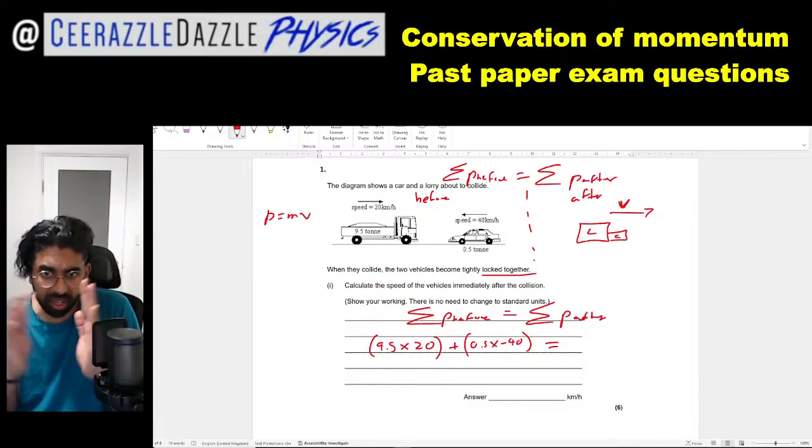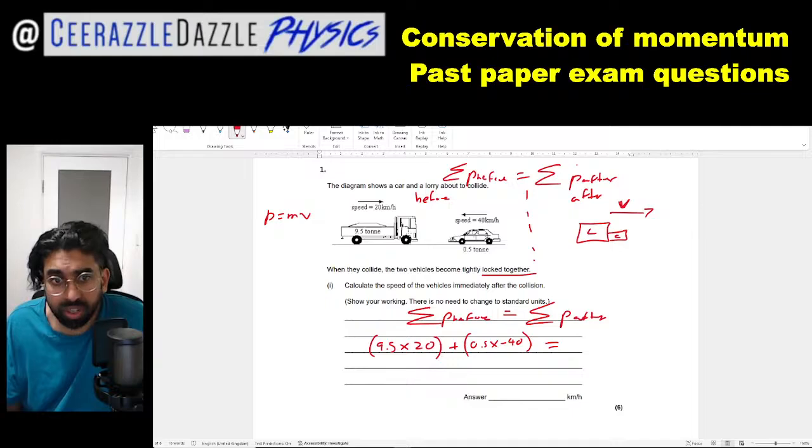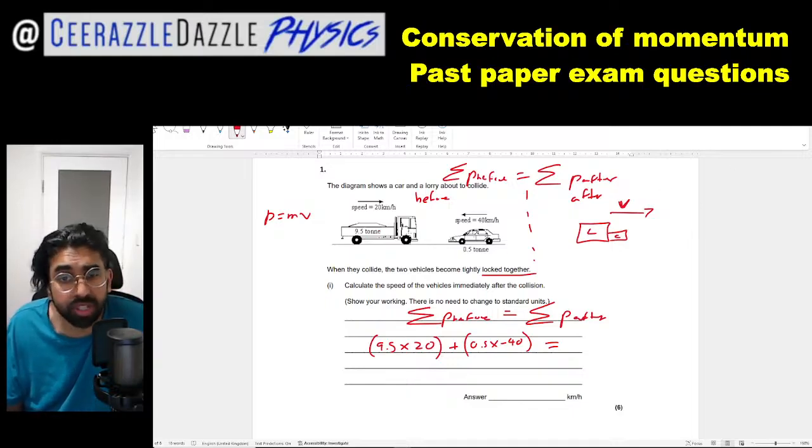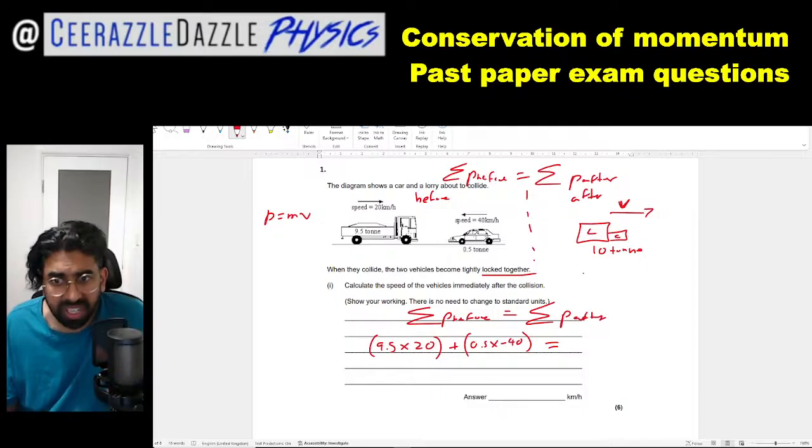Because they've collided and stuck together, they are no longer separate, so they have a combined mass. How much is the combined mass? Well, it's 9.5 plus 0.5, therefore it's 10 tons over here. So what is the momentum afterwards? Well, it's 10, that's the mass, times the velocity v, which we don't know. So 10v over here.